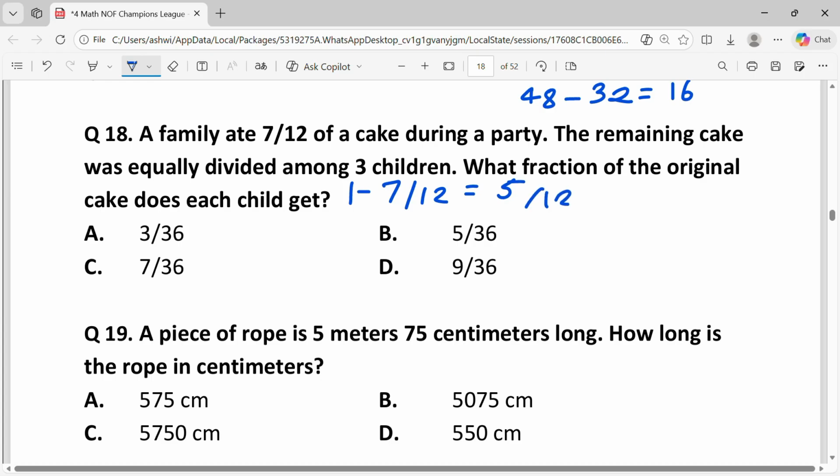The remaining cake divided equally among 3 children will be 5 by 12 divided by 3, which is equal to 5 by 36. So the answer is B, 5 by 36.